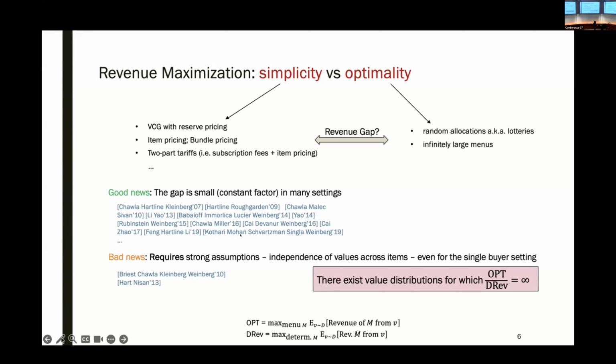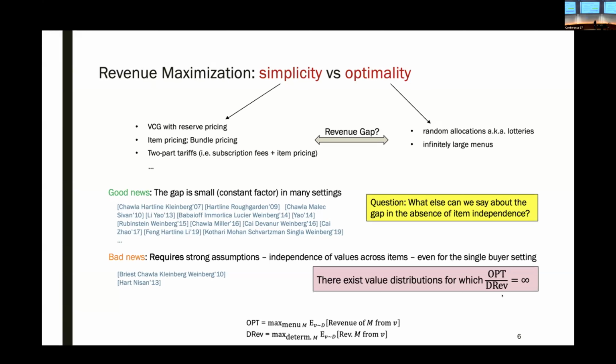So here's an example result of this sort. It says that the ratio between the optimal revenue and the revenue of any deterministic mechanism, one that does not sell lotteries or random allocations, can be unboundedly large. Okay, that's what I mean by the infinity there. And this holds even if you just have a single buyer and just 2 items and the buyer has additive values over the items.